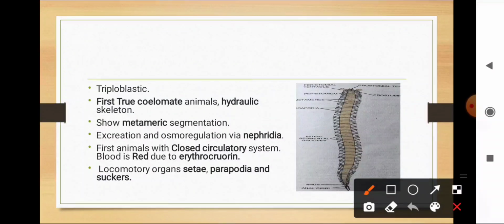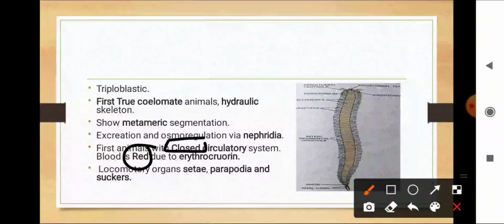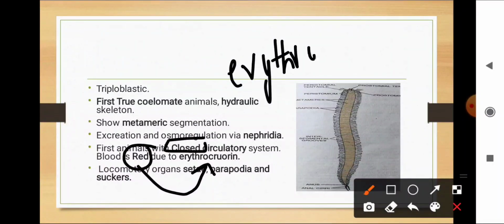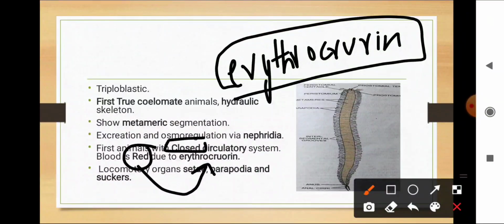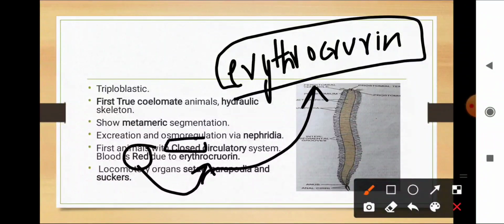And if you look at the circulatory system, they have a closed circulatory system, and their blood color is red. Maybe it is blue or another color. And if the blood is red, this is due to the erythrocruorin pigment, not due to hemoglobin. Redness is not due to hemoglobin, but it is due to erythrocruorin. This we have to keep in mind. Okay.